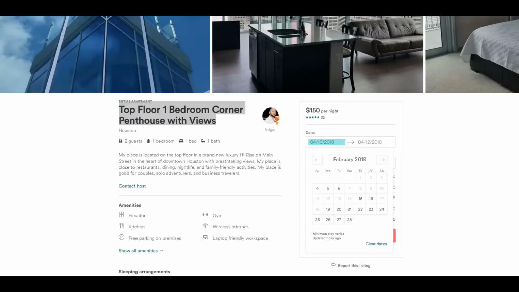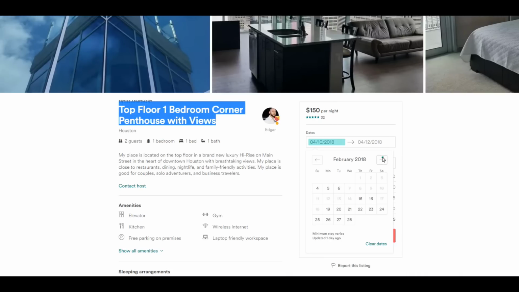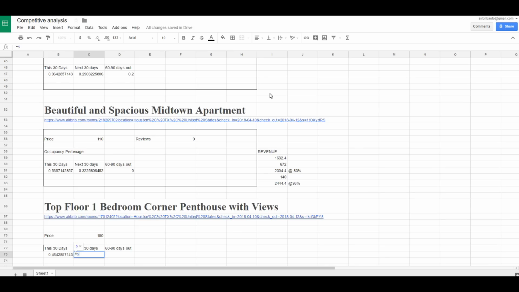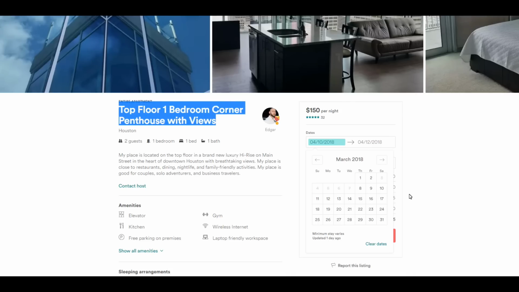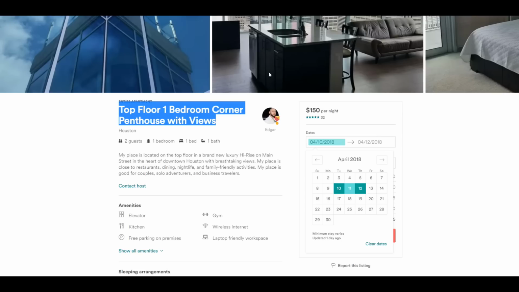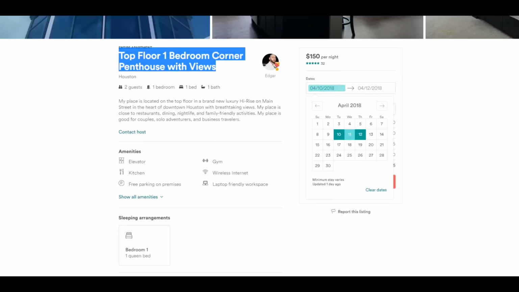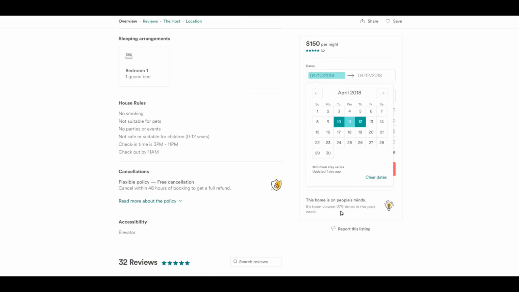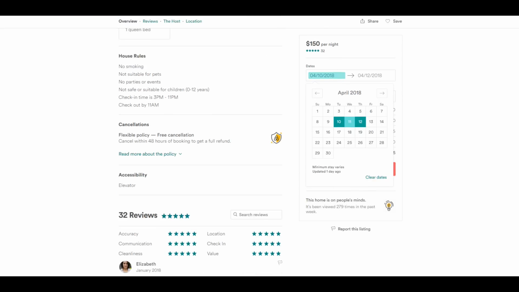Now he's got 5 booked days in March, equals 5 out of 30. So he's at 25% occupancy, or 5 out of 31. So let me change that. And then April he's got nothing. So equals 5 out of 31, and then he's got nothing. So as you see here, let's go look at the reviews and see how many views he's gotten, if that's possible. He's been viewed 279 times in the past week, and he's got 32 reviews. And those are 5-star as well.